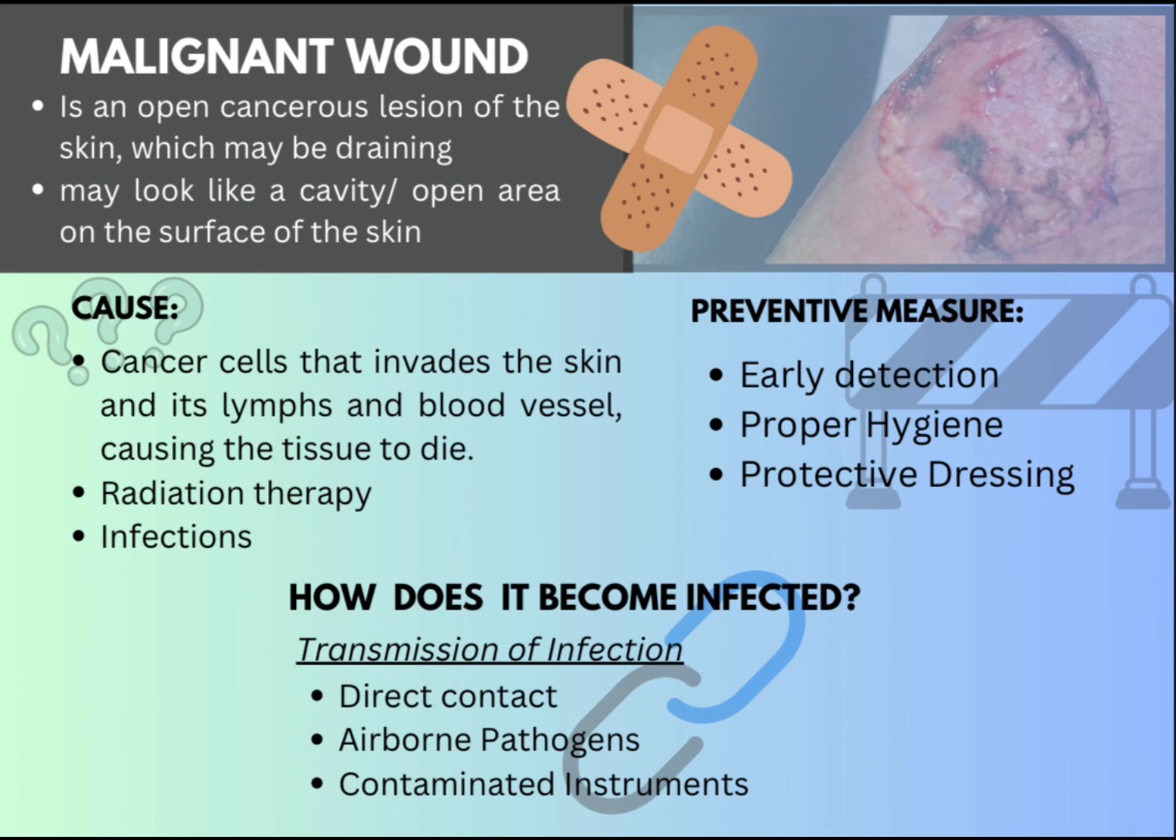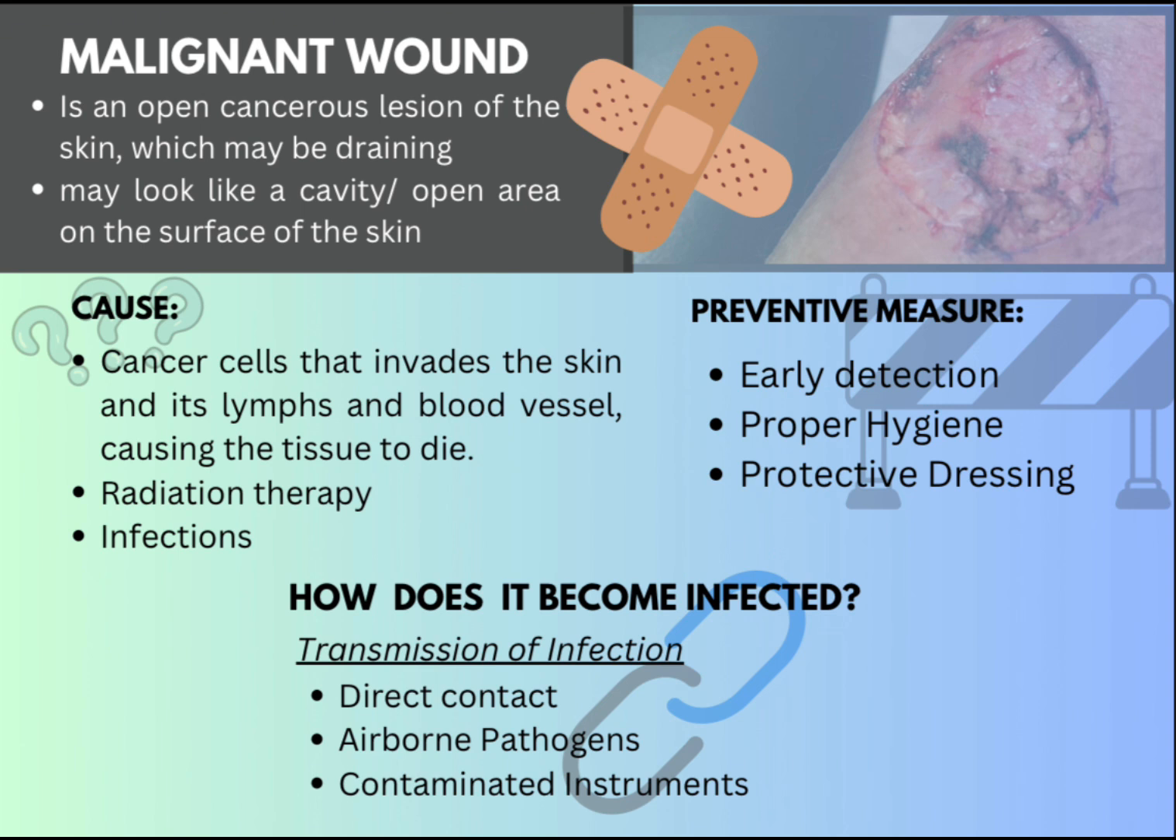Preventative measures. Preventing malignant wounds involves a combination of early detection, proactive management, and maintaining skin integrity. The key strategies include early detection and treatment. Timely diagnosis and treatment of primary cancers are crucial. Regular screenings and monitoring can identify cancers at an early stage, reducing the risk of advanced disease and associated wounds.